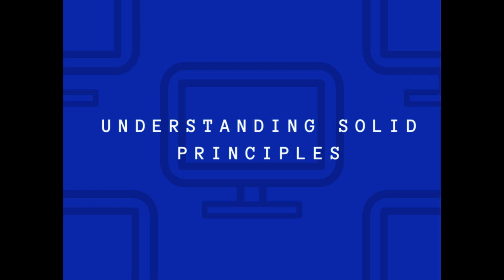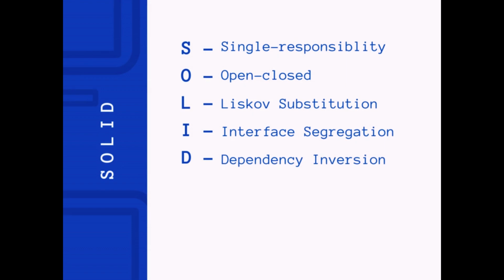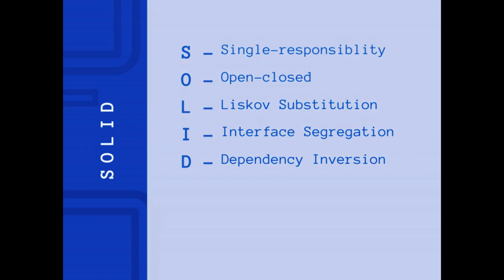The SOLID principles are a set of 5 principles that help us design software that is modular, flexible, and easy to maintain. They were introduced by Robert C. Martin, also known as Uncle Bob, and have become fundamental concepts in object-oriented programming.